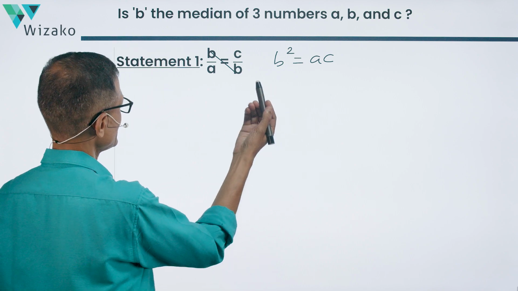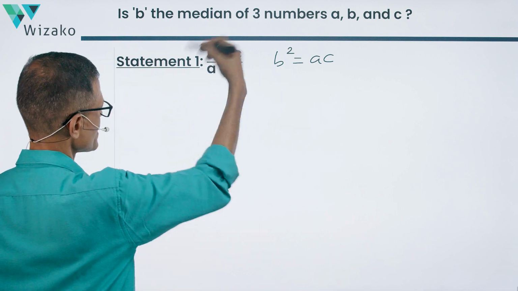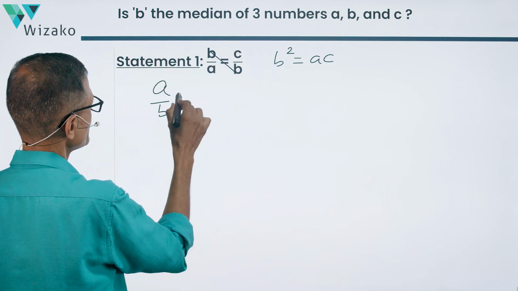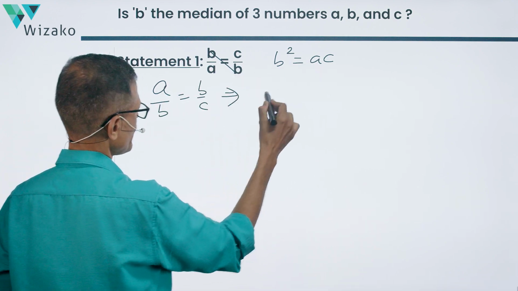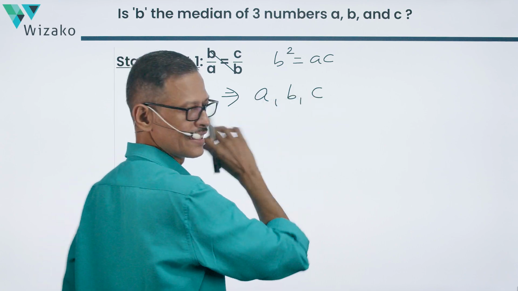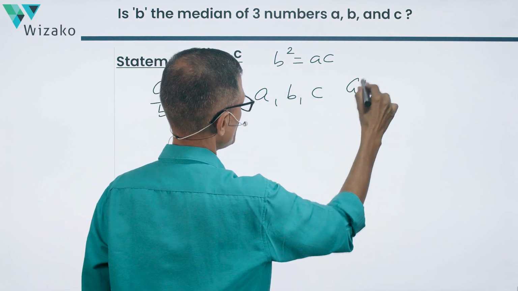This essentially translates to, you're probably used to looking at it as a reciprocal of this. A upon B is equal to B upon C. Or this way, this would translate to the fact that A, B, C in that order are in a geometric progression.